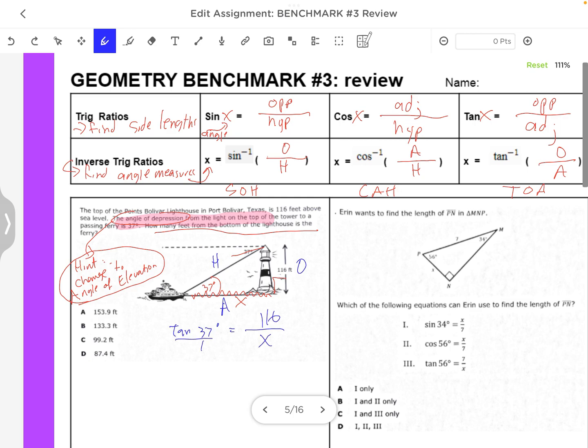Now we can put that over 1 and do our cross multiplication. So x times tangent of 37 is written as x times the tangent of 37. That was a little tricky as we first started, but then we remembered x goes first. So tangent 37 times x equals 116.